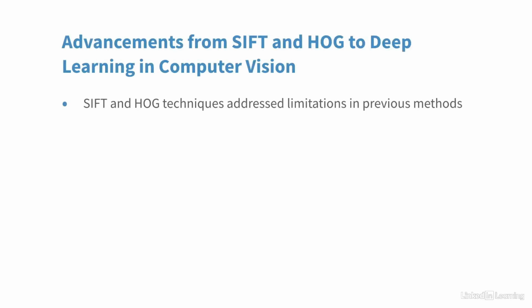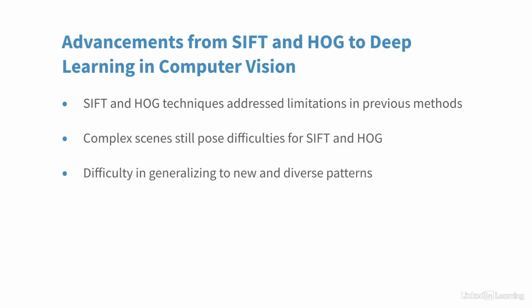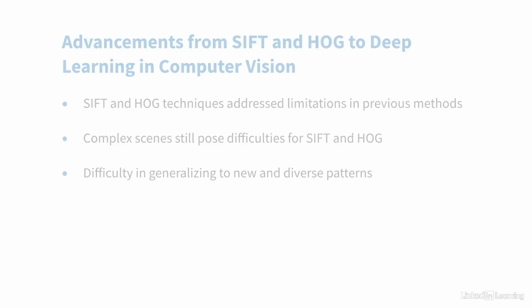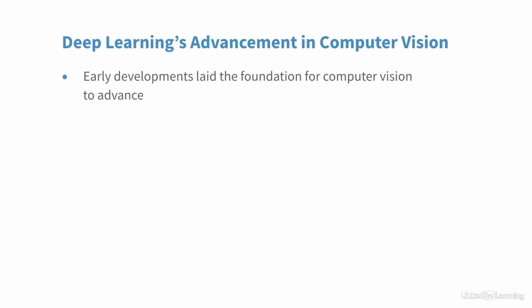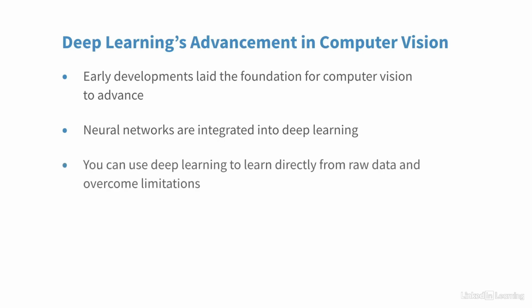As powerful as techniques like SIFT and HOG were at addressing some of these challenges, they still fell short when it came time to handle complex scenes. But these early developments in computer vision lay the foundation for more advanced techniques such as deep learning. By building on these methods and incorporating neural networks, object detection and classification systems using deep learning could use their ability to learn directly from raw data without relying on manual feature extraction.